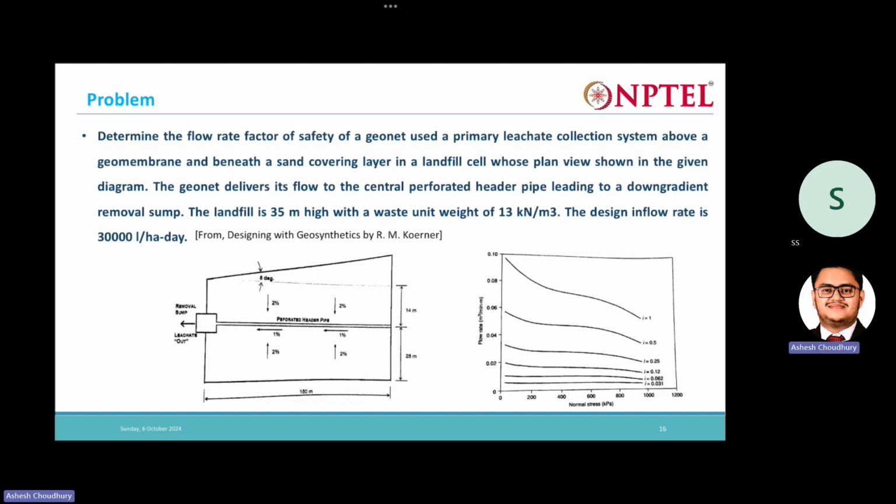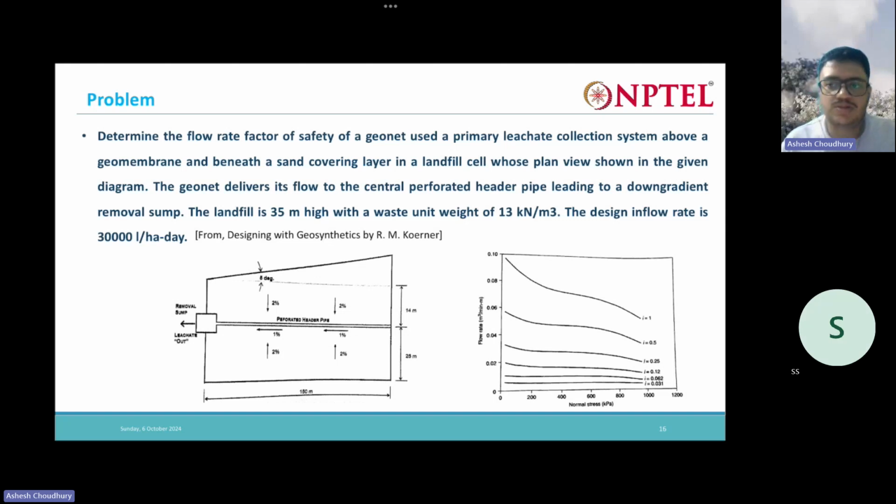Yeah, so did you understand the problem? You understood the problem or not? Okay, yesterday, last class also, we solved some problems. Today I also discussed the problems in the beginning, right? So this problem is quite similar to that. It will determine the flow rate factor of safety of a geonet used as a primary leachate collection system above a geomembrane and beneath a sand covering layer in a landfill cell whose plan view is shown here. The top view of a landfill is shown here.